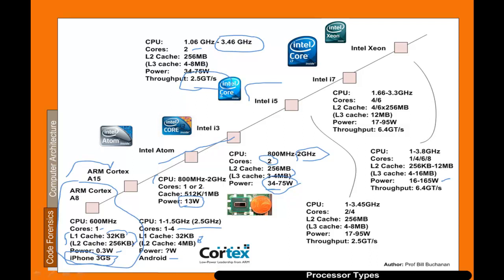Then up to the i7. And with the i7, we see massive throughputs of 6.4 gigatransactions. That's 6.4 billion transactions per second. And we have between 4 and 6 cores with a fairly fast speed. And then the device that's typically used in server-type technologies, the Intel Xeon, where we can have between 1 and 8 cores, lots of cache memory, and a very high throughput.